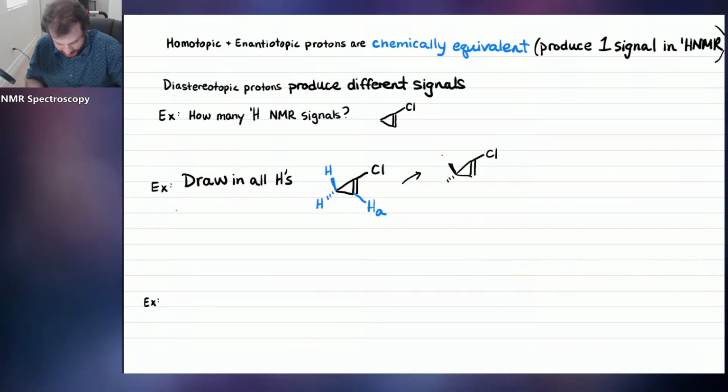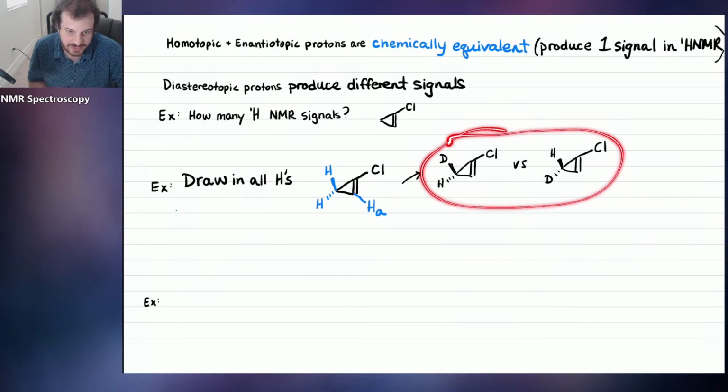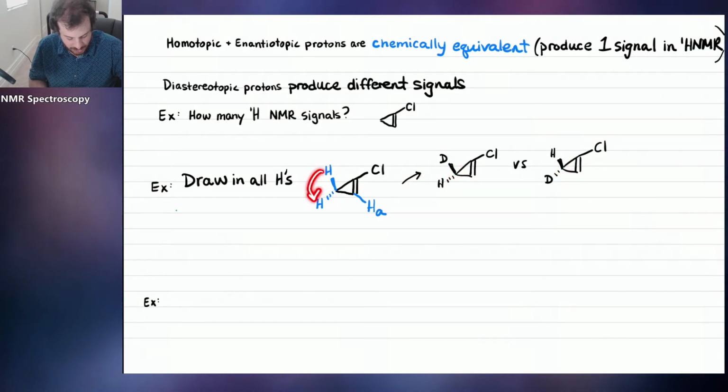I'm just going to do a quick substitution test here. I got D in my H versus H in my D. Okay, what's the relationship between these two compounds? They're enantiomers, right? We have one stereocenter here, and it's flipping. So that means that these two hydrogens are enantiotopic, which means that they are chemically equivalent, because homotopic and enantiotopic protons are chemically equivalent. So that means this will just be HB, and this will also be HB.